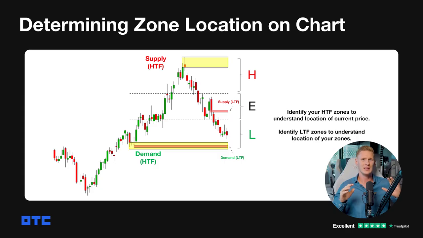We wouldn't trade it because the context isn't ideal and the risk to reward would likely suffer when starting from equilibrium. On the other hand, we see a lower time frame demand zone that aligns perfectly inside the higher time frame demand zone. This is a high quality trade opportunity because the LTF zone, the small brother, matches the HTF zone's, the big brother, overall location.